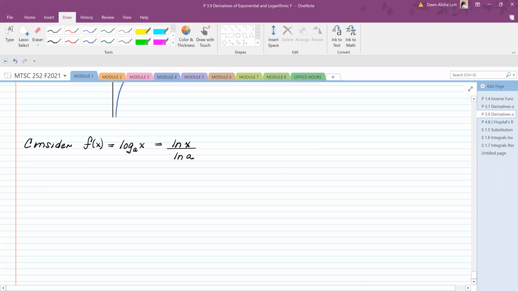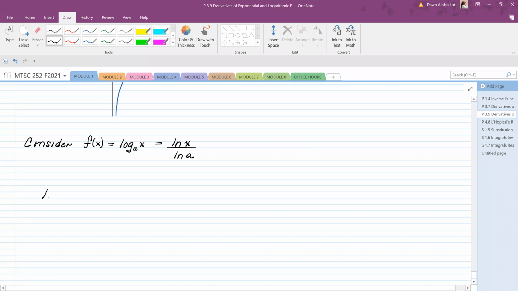So the log base 4 of x is the same as taking the natural log of x divided by the natural log of 4. And the natural log of 4 is a number. We can put that into the calculator.